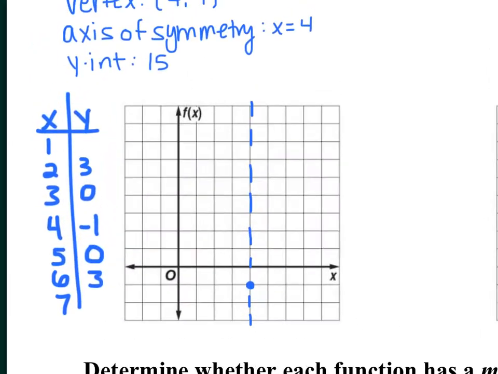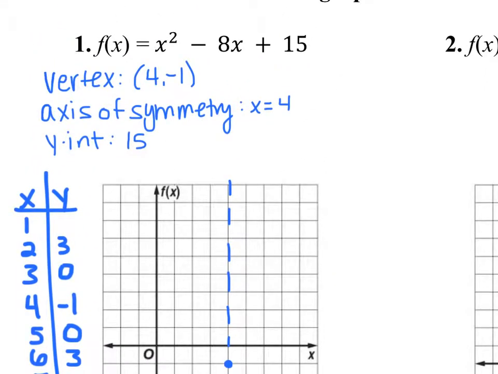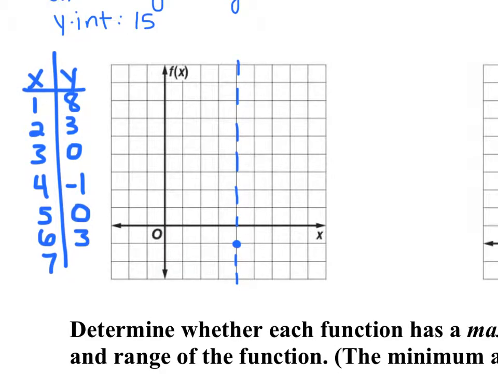Let's just do this one in our heads here. Plug in 1, so 1 squared would be 1, minus 8 times 1, so 1 minus 8 is negative 7. Negative 7 plus 15 is 8. So we get 8 for that one, and 8 for this one. And so now we're just going to plot those points. So (1, 8). So 1, 2, 3, 4, 5, 6, 7, 8.